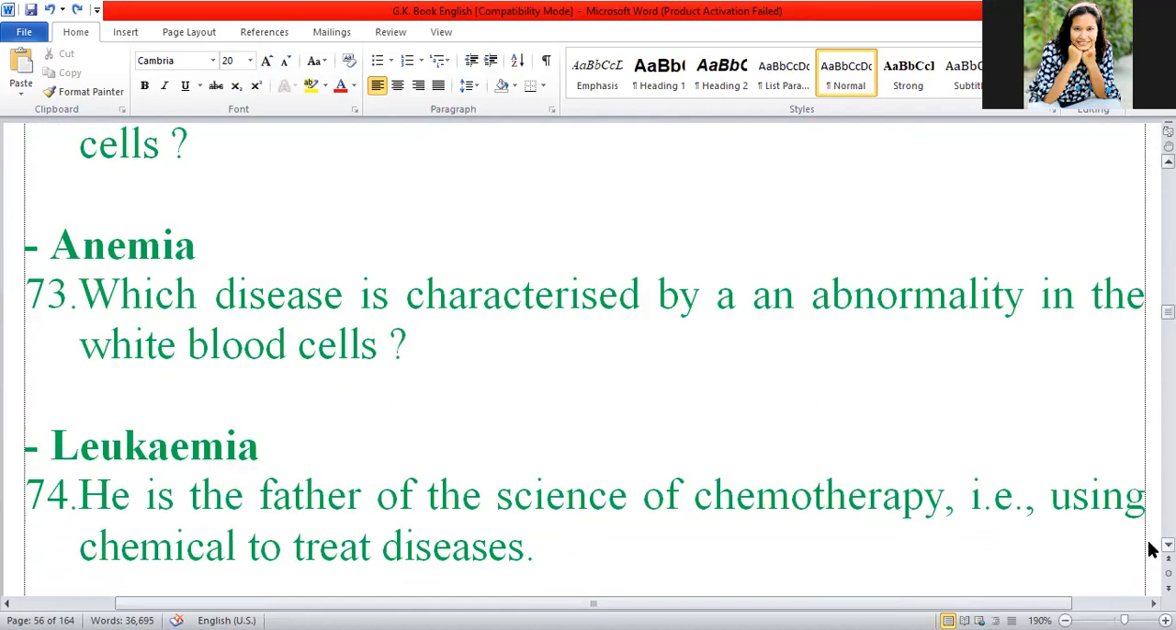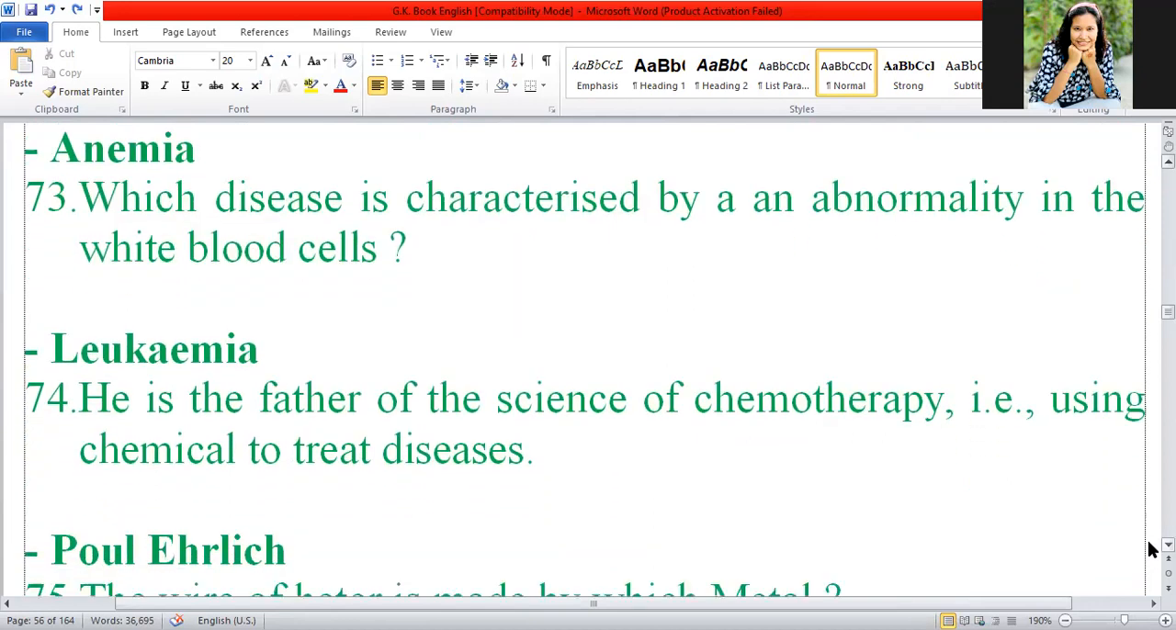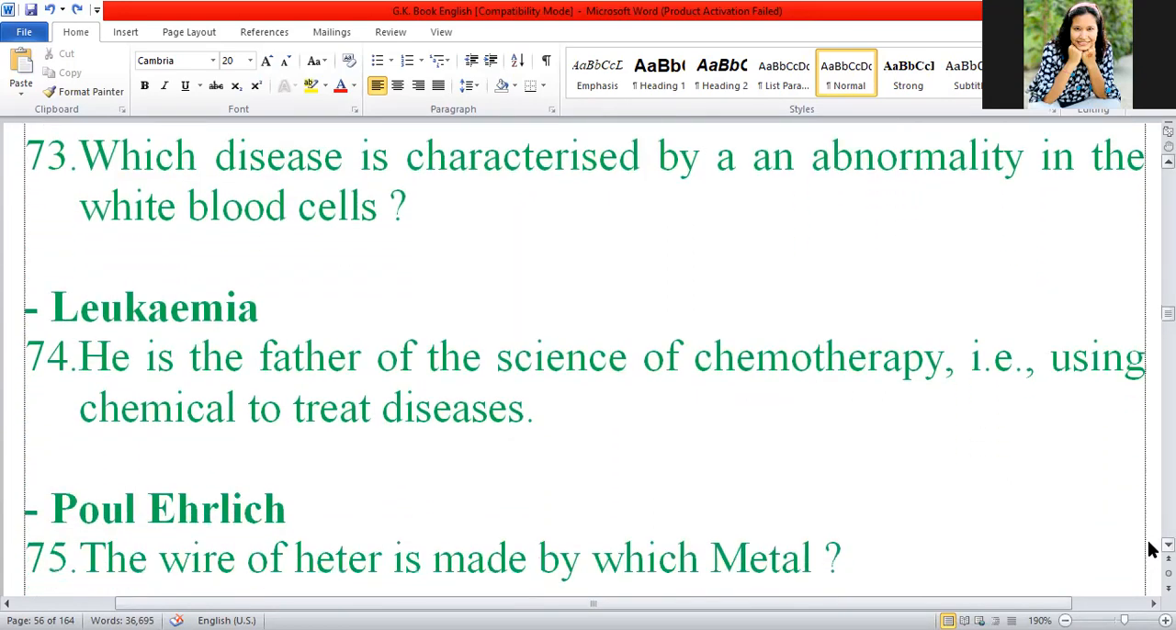Question number 74. He is the father of the science of chemotherapy, using chemicals to treat disease. Who is he? The right answer is Paul Ehrlich, the father of the science of chemotherapy.